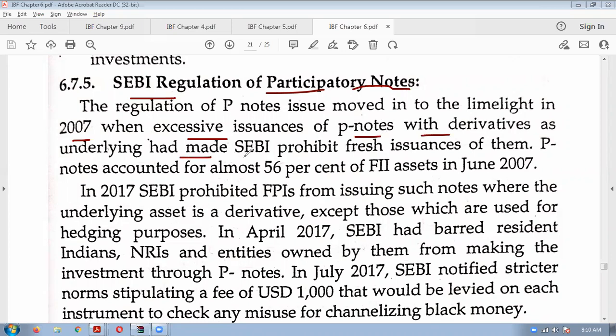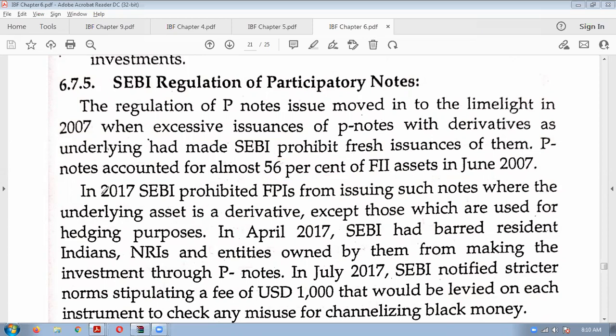So in 2007, excessive issue of P notes was made. So SEBI prohibited fresh issuance of them. Okay, P notes accounted for almost 56% of FII assets in June 2007. See the magnitude of the issue. 56% of FII assets were in P notes only. From this only we can say that it is a misused instrument.